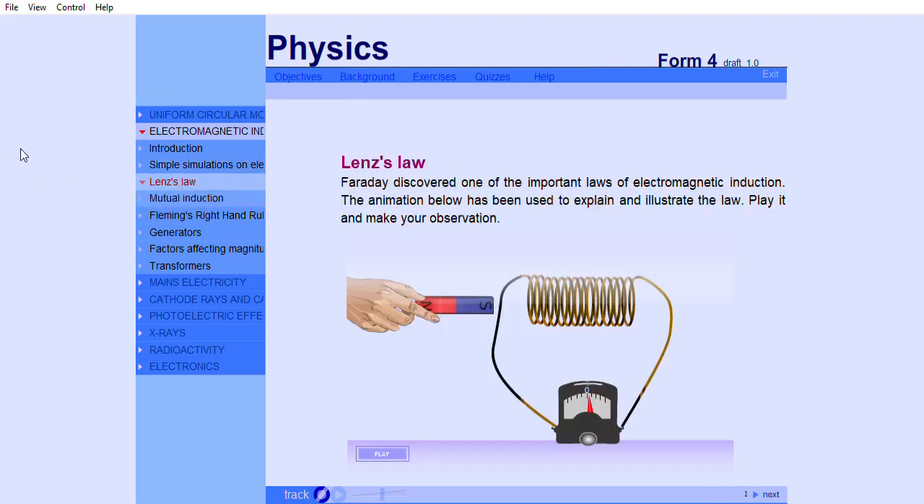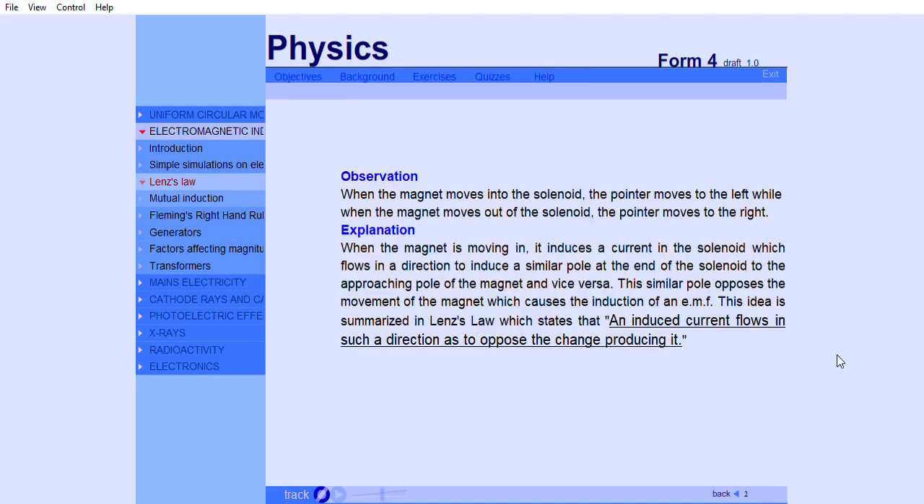In Lenz's law, Faraday discovered one of the important laws of electromagnetic induction. The animation below has been used to illustrate and explain the law. Play it and make your observation. Observation. When the magnet moves into the solenoid, the pointer moves to the left, while when the magnet moves out of the solenoid, the pointer moves to the right.